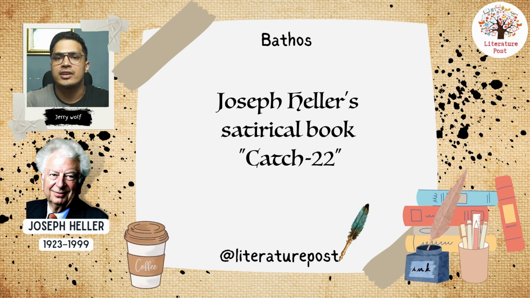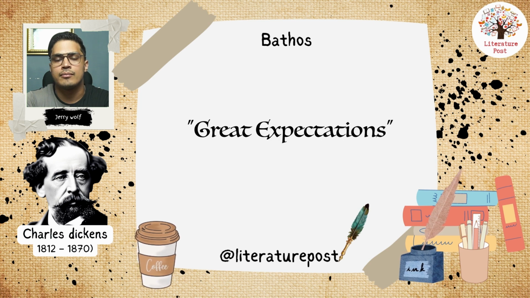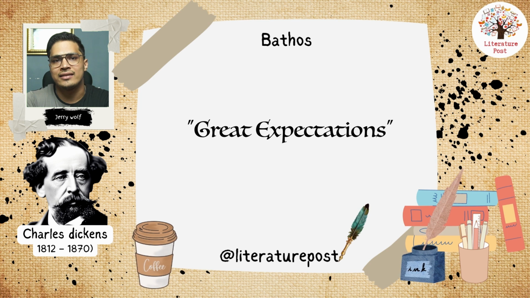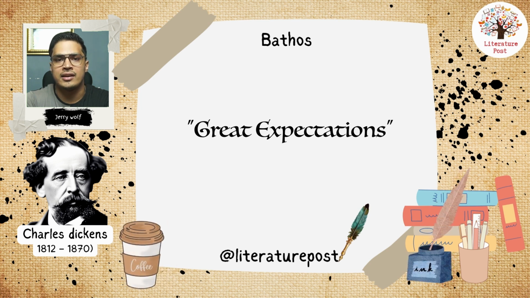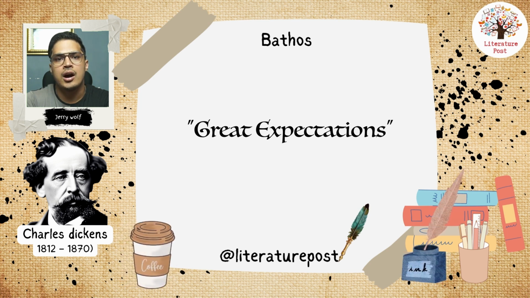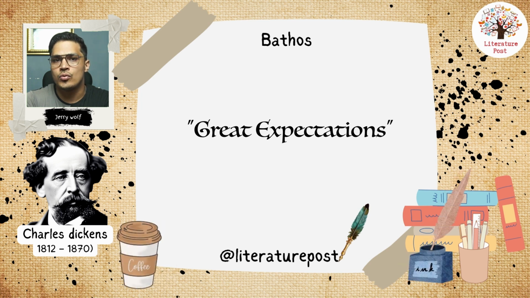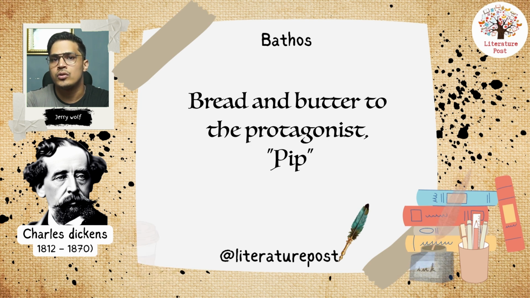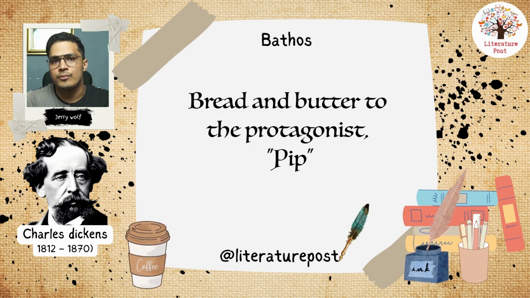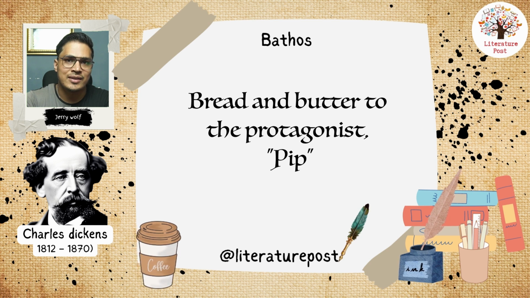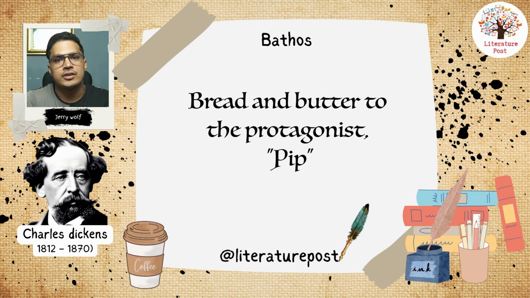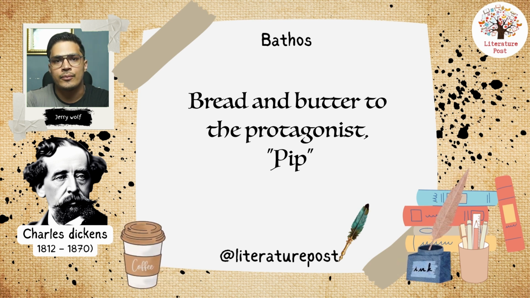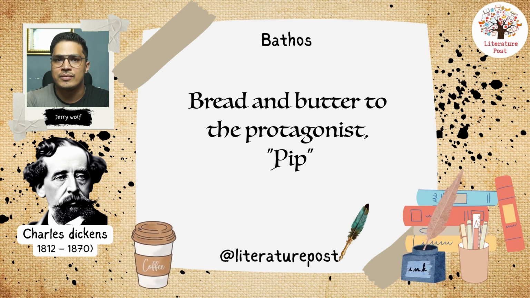Another example of Bathos can be found in Great Expectations by Charles Dickens. Miss Havisham is a tragic figure who has been jilted at the altar and lives her life in a permanent state of sadness. However, in one scene, she stops a discussion about her broken heart to give bread and butter to the protagonist Pip. Bathos is used here because the sudden shift from a serious emotional subject to something trivial and insignificant like giving bread and butter creates a surprising contradiction that is meant to be funny.